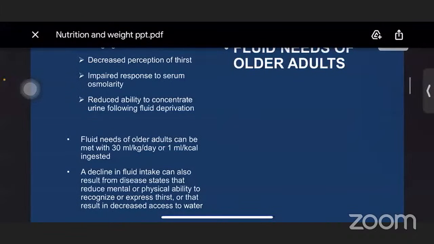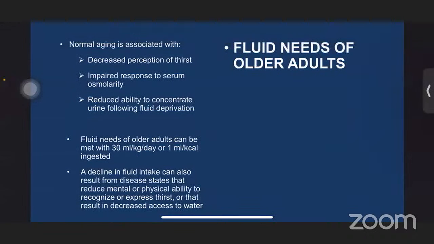Coming to the fluid needs of older adults, normal aging is associated with decreased perception of thirst, impaired response to serum osmolarity, and reduced ability to concentrate urine following fluid deprivation. Fluid needs of older adults can be met with 30 ml per kg per day, or 1 ml per kilocalorie ingested.